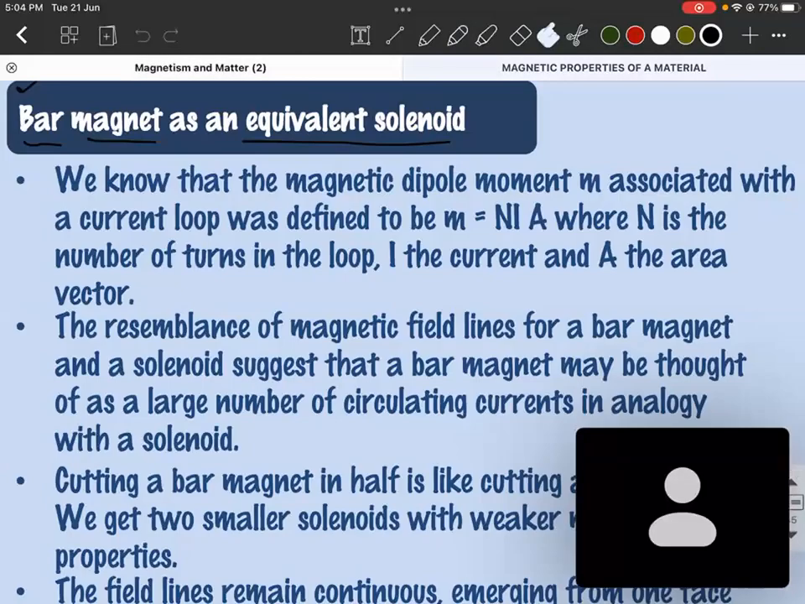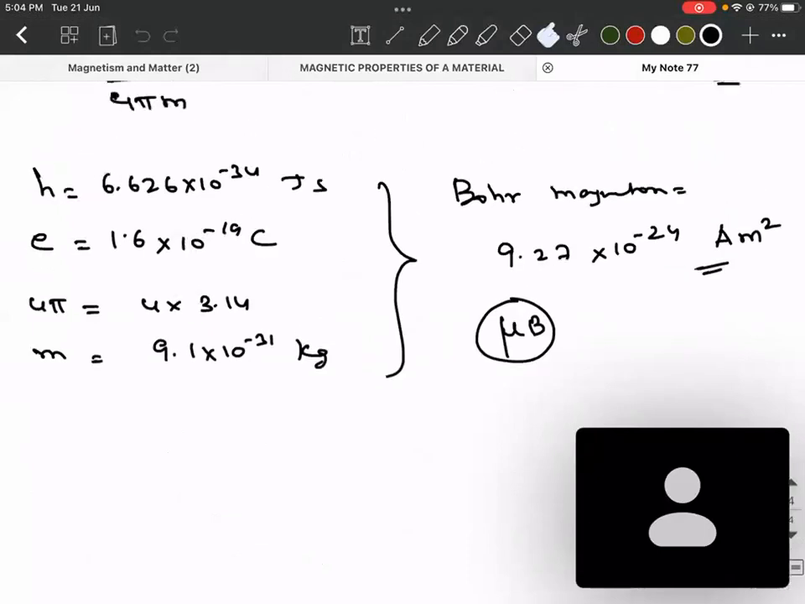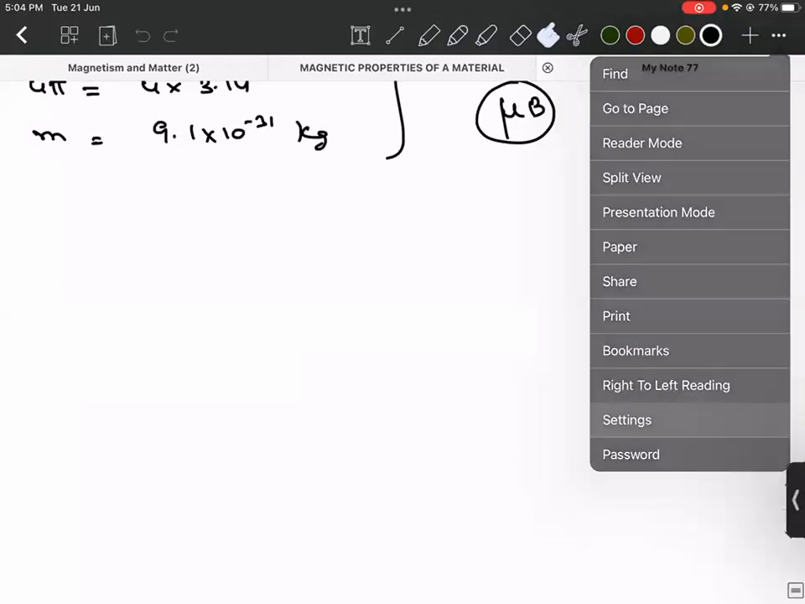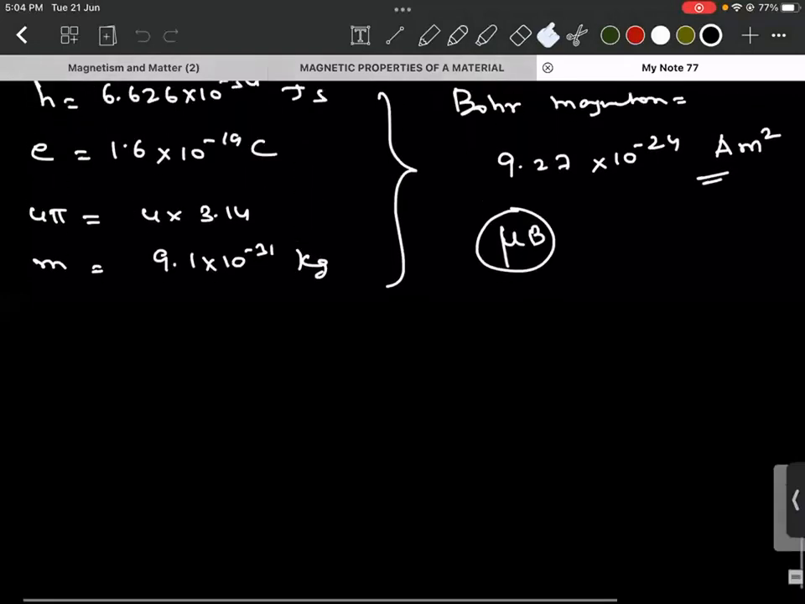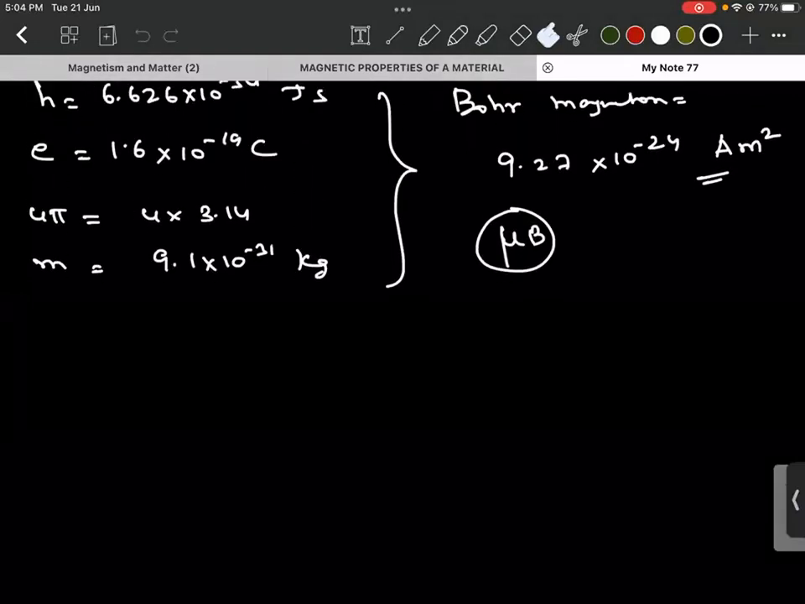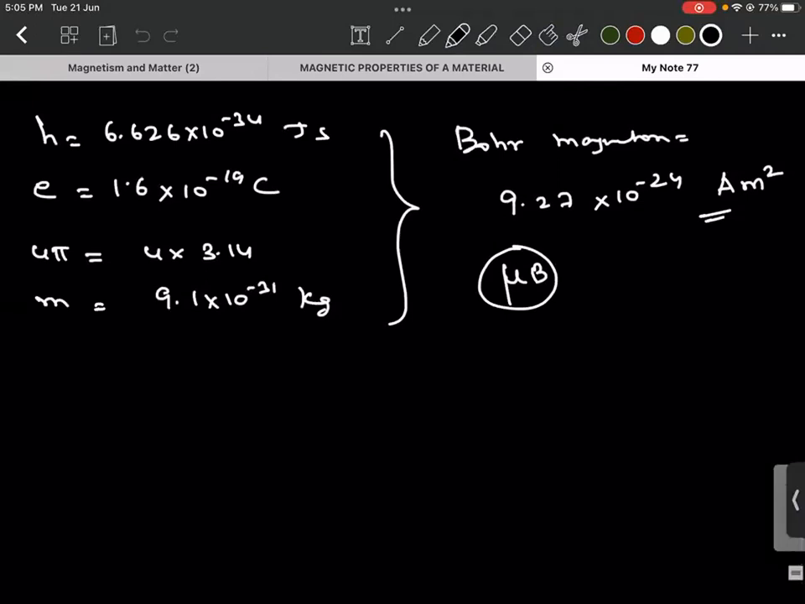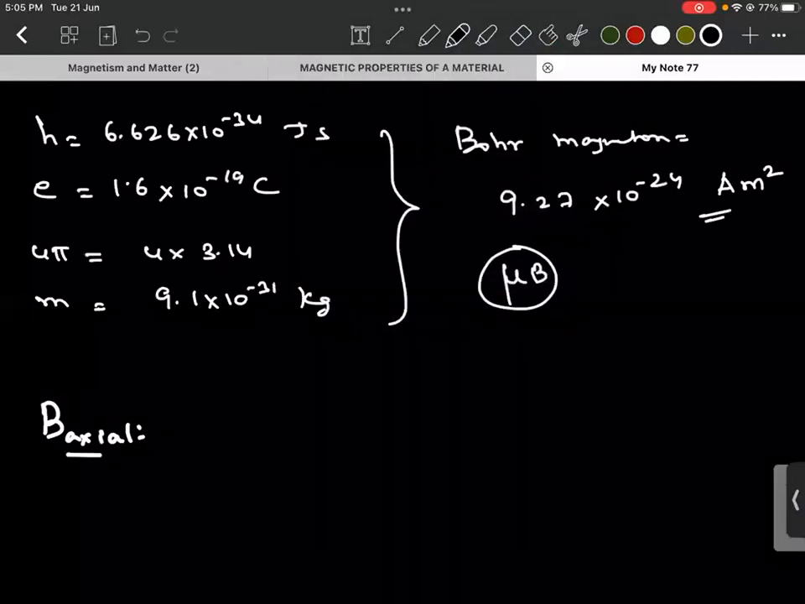And what was the last expression that I wrote? Sir, 2 mu naught capital M by 4 pi r cube. Yes. So we discussed the magnetic field due to a small bar magnet at the axial point. The value was equal to 2 times mu naught divided by 4 pi r cube into capital M. Is that right?